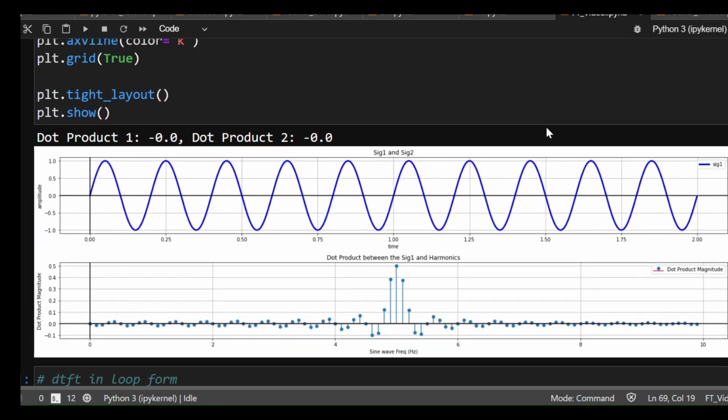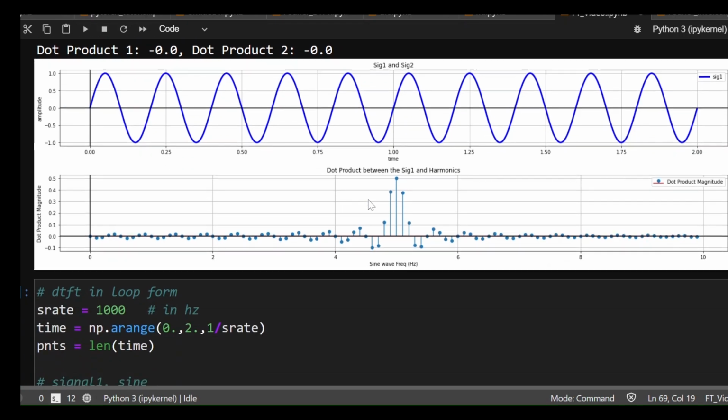So here we are. I have a signal, a pure sinusoid at 5 hertz. This is my original signal. And then something very strange is happening. This axis is the time axis, and this is the amplitude axis for signal 1. The second plot is the Fourier transform plot or the harmonics plot, where the x-axis is in hertz, a frequency axis, and the magnitude of the dot products is on the y-axis.